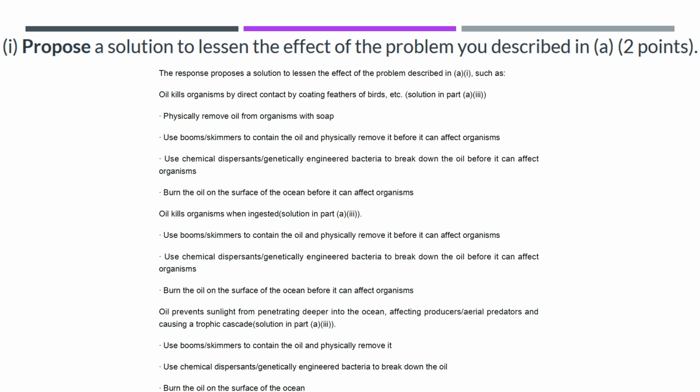For problems of oil killing organisms when ingested, use booms to contain the oil and physically remove it. Oil prevents sunlight from penetrating deeper into the ocean. Use booms and skimmers to contain the oil and physically remove it. Chemical dispersants, etc.